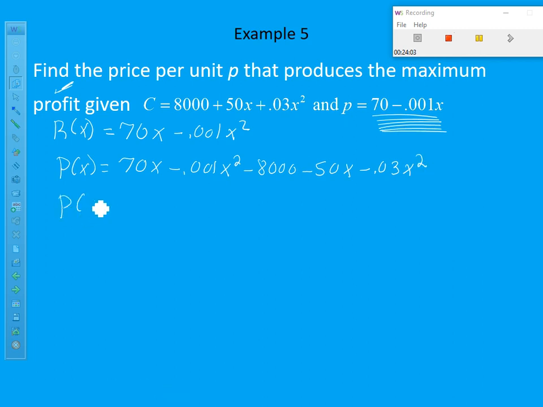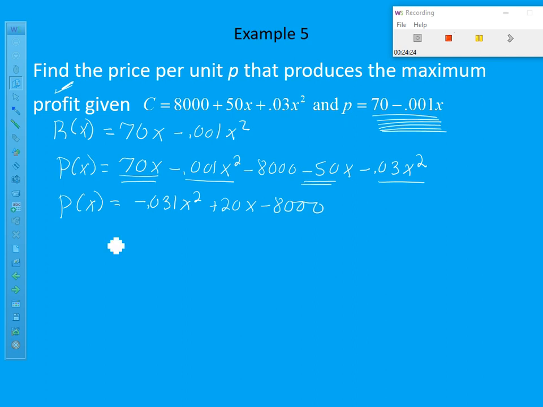I'm going to go ahead and simplify this. If I do that, I'll combine that, and it looks like I'm going to get negative 0.031x squared. I'll combine that and get 20x minus 8,000. No calculus yet, so here goes.